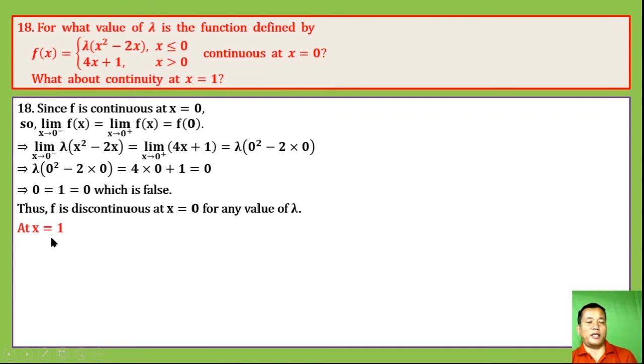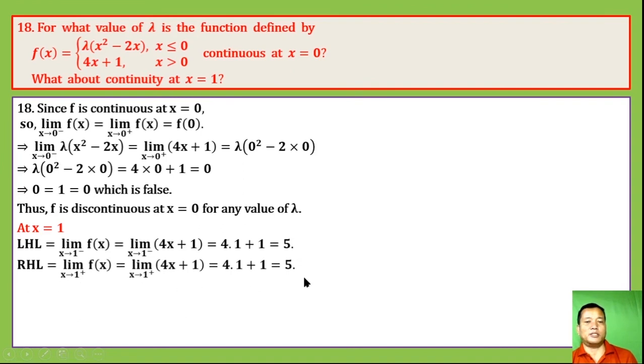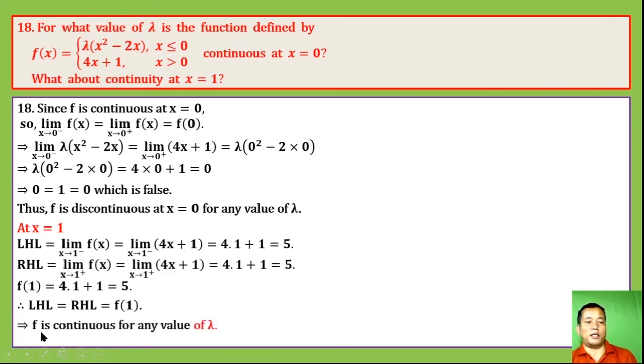At x equal to 1, left hand limit at 1 is 5, right hand limit at 1 is 5, f of 1 is 5. Therefore, left hand limit equals right hand limit equals f of 1. So f is continuous at 1 for any value of lambda.